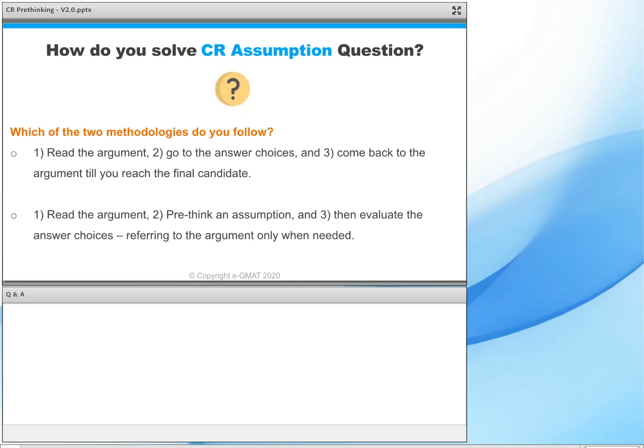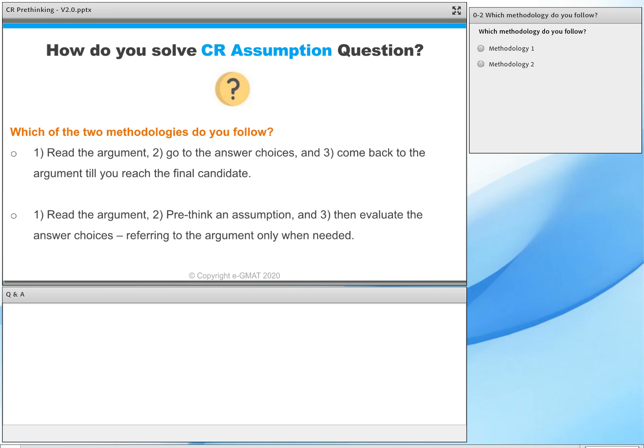So with that, let's ask which methodology, how do you approach assumption questions today? And here's a poll question. Why don't you put in the answer? Which methodology do you follow? The first is you read the argument, you go to the answer choices, and you do that back and forth between the argument and the answer choices till you reach this final candidate. And the second is you read the argument, you pre-think. Again, you've not looked at the answer choices, and then you look at the answer choices, you evaluate each one of them, and you come back to the argument only if you need to verify something. Over here, methodology 1 versus methodology 2.